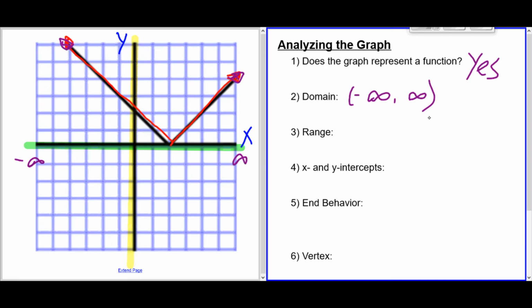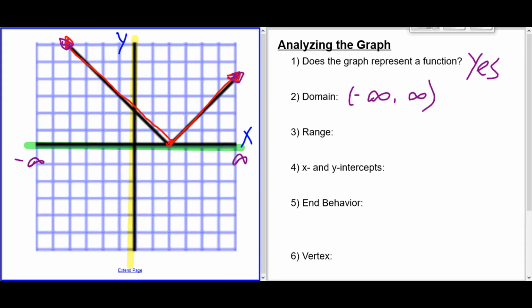The range, remember, just like the domain is smallest x to largest x, the range is smallest y to largest y. So I'm going to look on my graph, and I want you to notice this special point right here that we talked about in the first example. Remember, we called that the vertex. This vertex has an ordered pair of an x value of 2 and a y value of 0. So remember, it's x comma y.